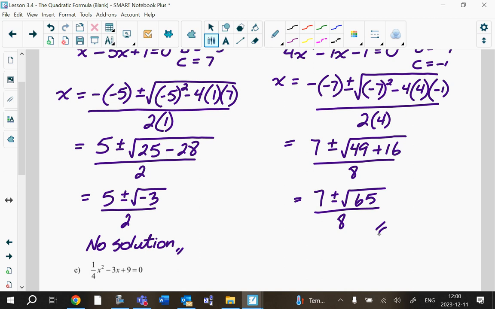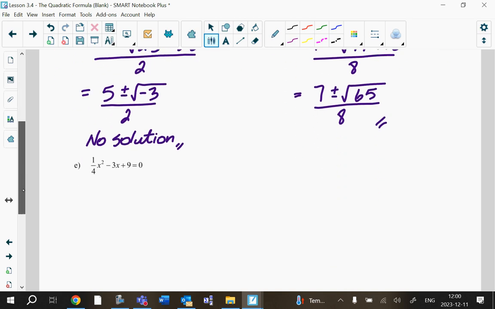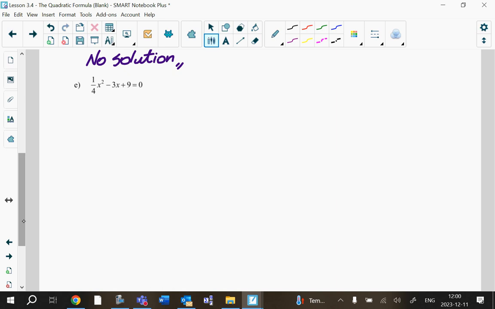All right, last one that I want to look at. What's upsetting you about this question? The fraction. Right. So how could I deal with it? We've learned how to get rid of fractions in equations. Okay, so what would I times everything by?